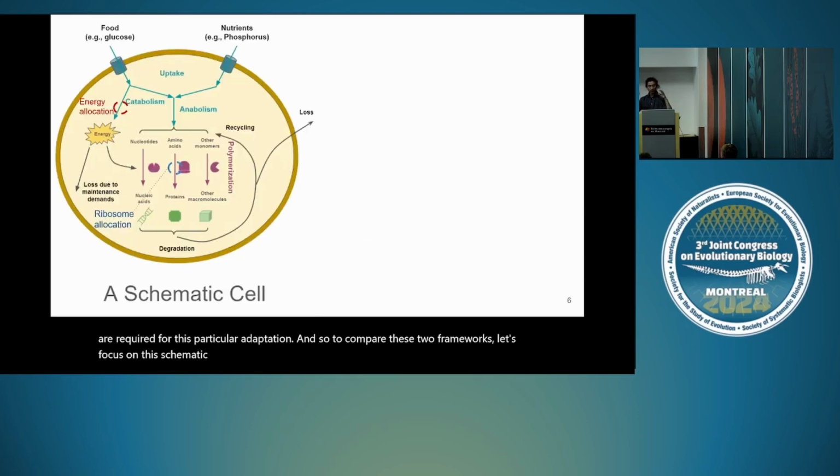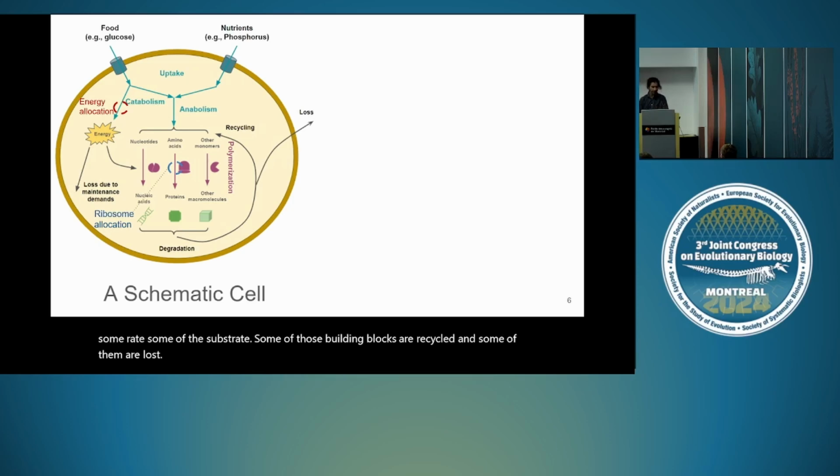When we have a cell, food and nutrients need to first be taken up, then catabolism breaks down food into energy and some metabolites, and those metabolites later become converted to building blocks of macromolecules, like amino acids and nucleotides. Some of the energy is used for maintenance requirements, and some is used to convert those building blocks into macromolecules. Macromolecules are then degraded at some rate. Some of those building blocks are recycled, and some of them are lost.